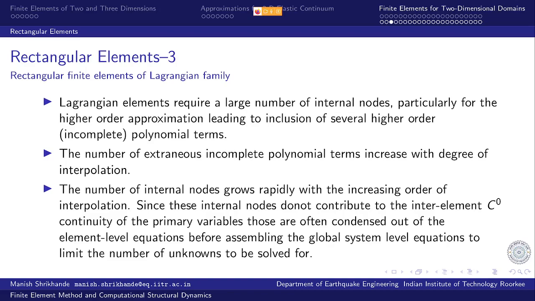The number of internal nodes grows rapidly with increasing order of interpolation. Since these internal nodes do not contribute to the inter-element C0 continuity of the primary variables, they are often condensed out of the element level equations before assembling the global system of equations, so that the final assembly needs to deal with a smaller problem size. Otherwise, the problem size would increase to prohibitive levels, so we limit the number of unknowns to be solved for.